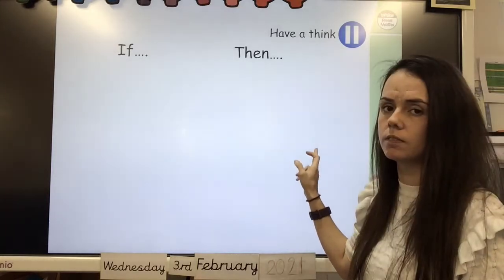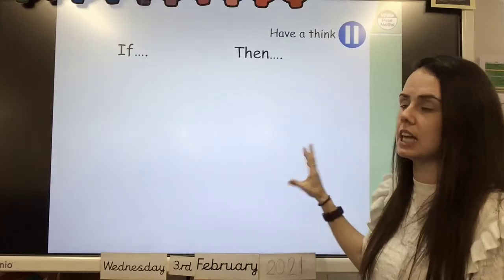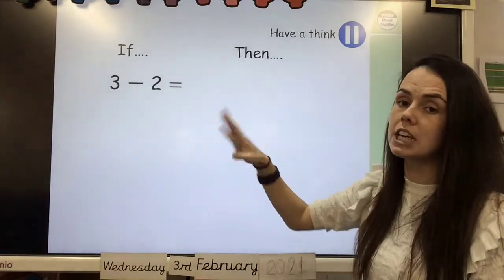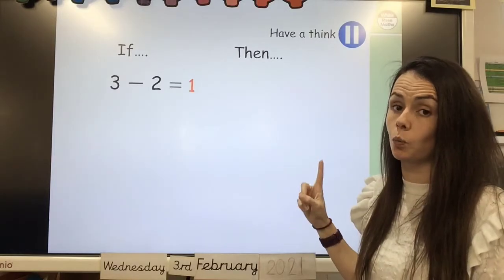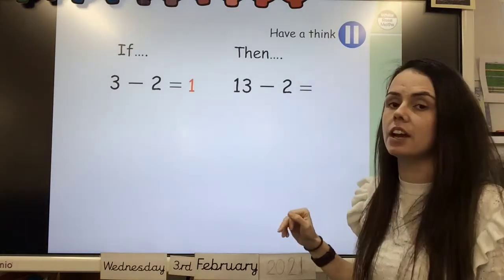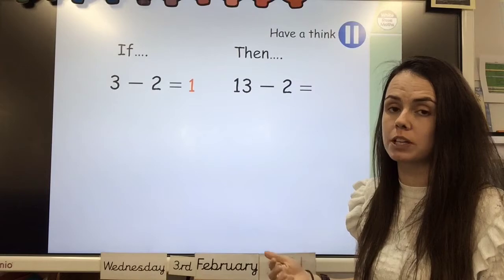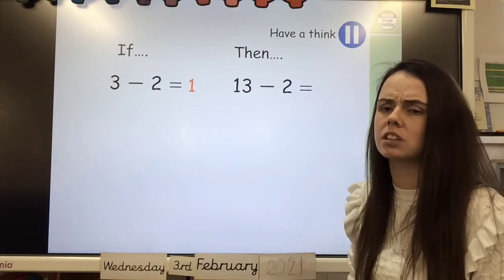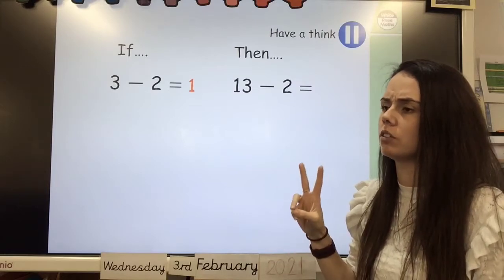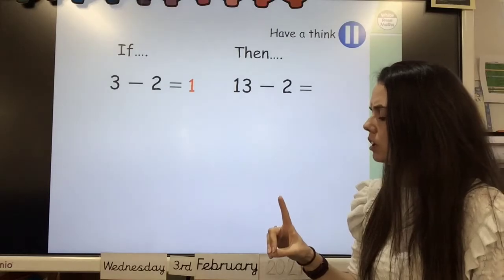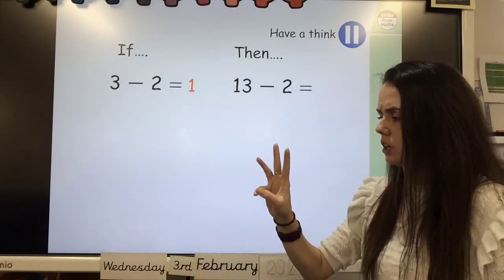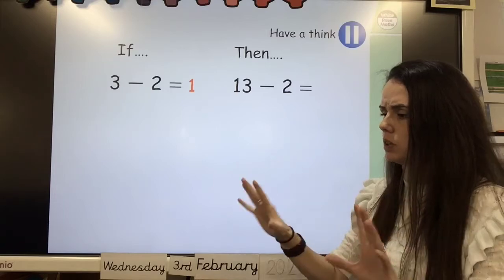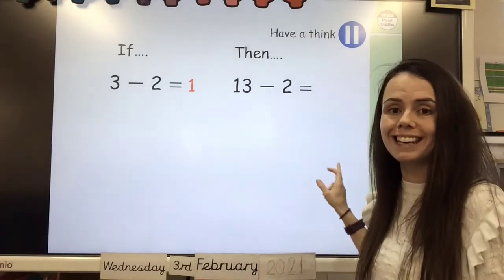So, if, and then. Ifs on this side, thens on this side. So if 3 take away 2, 3 take away 2 is 1. Then 13 take away 2 is what? 3 take away 2 is 1. Then 13 take away 2 must mean 11.